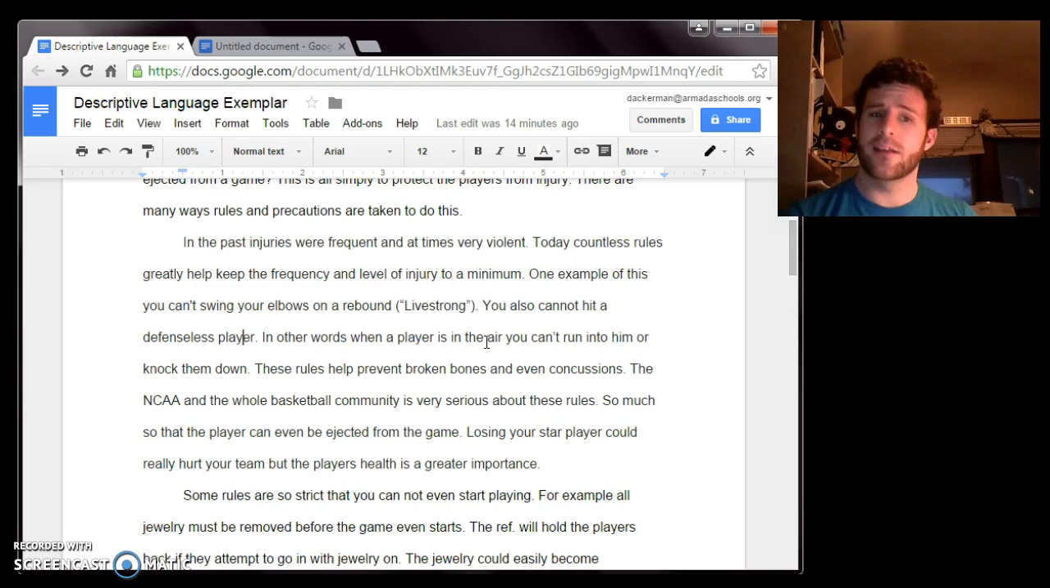So it uses very active verbs, uses a couple adverbs, and a lot of very descriptive and well-placed adjectives to make this paragraph pop, to emphasize the certain points that they're trying to make, and to truly connect to their audience. So this is what you should be aiming for right here.